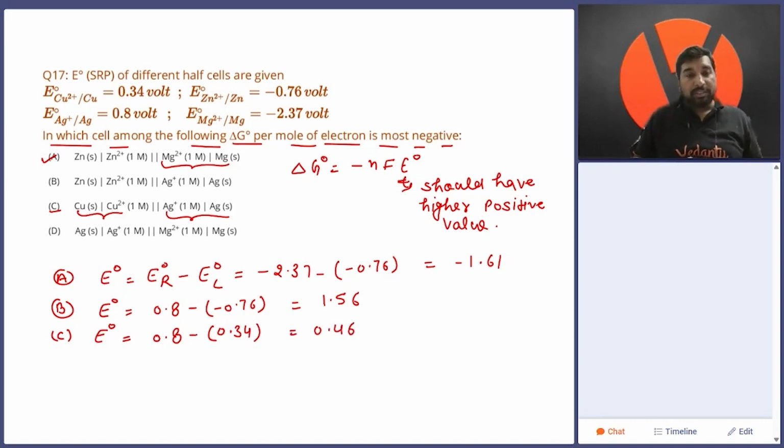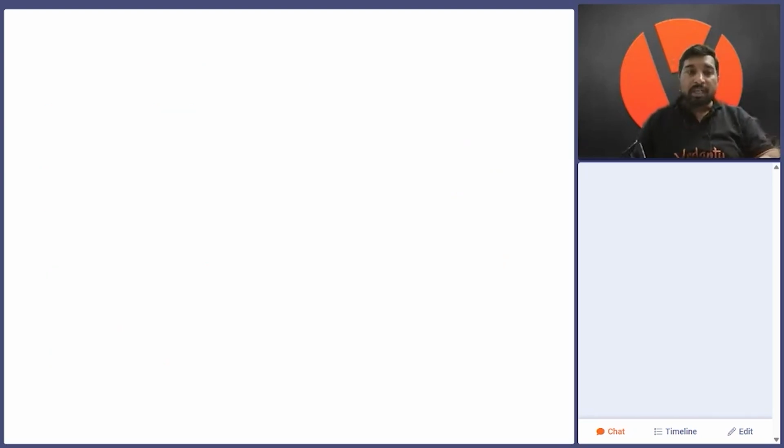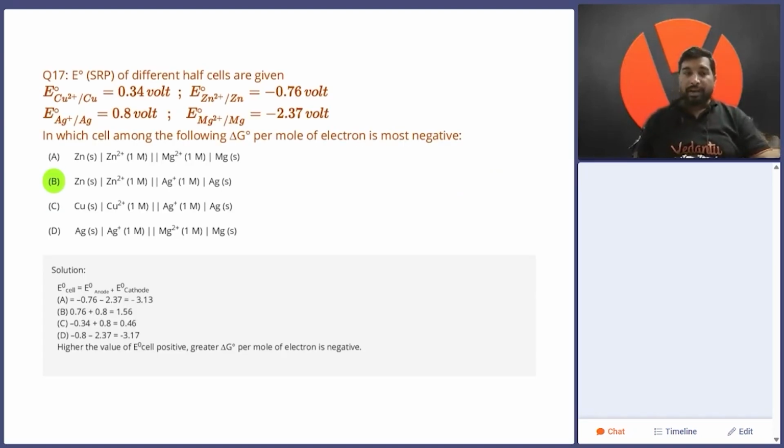Now for option D, E naught should be equal to Mg2+ and Mg, that is minus 2.37 minus, for silver, 0.8. On solving this, you will get minus 3.17. Out of these four cells, option B has the highest positive value for E naught. It means the right option should be B. Now cross check the answer. Yes, B is the right option.